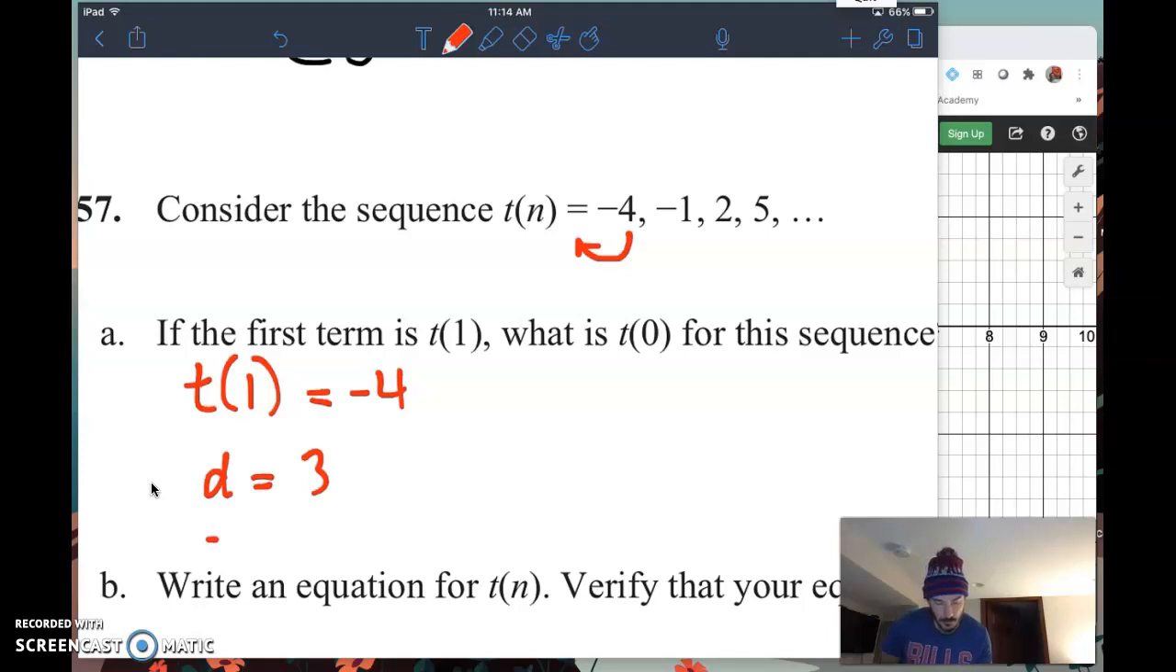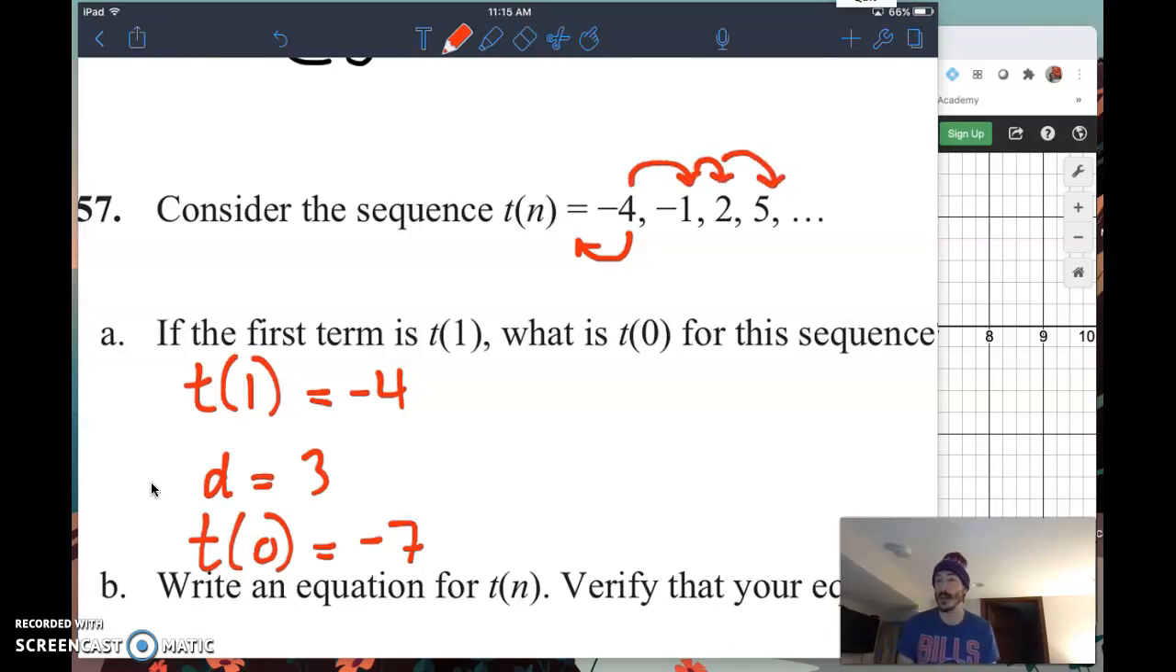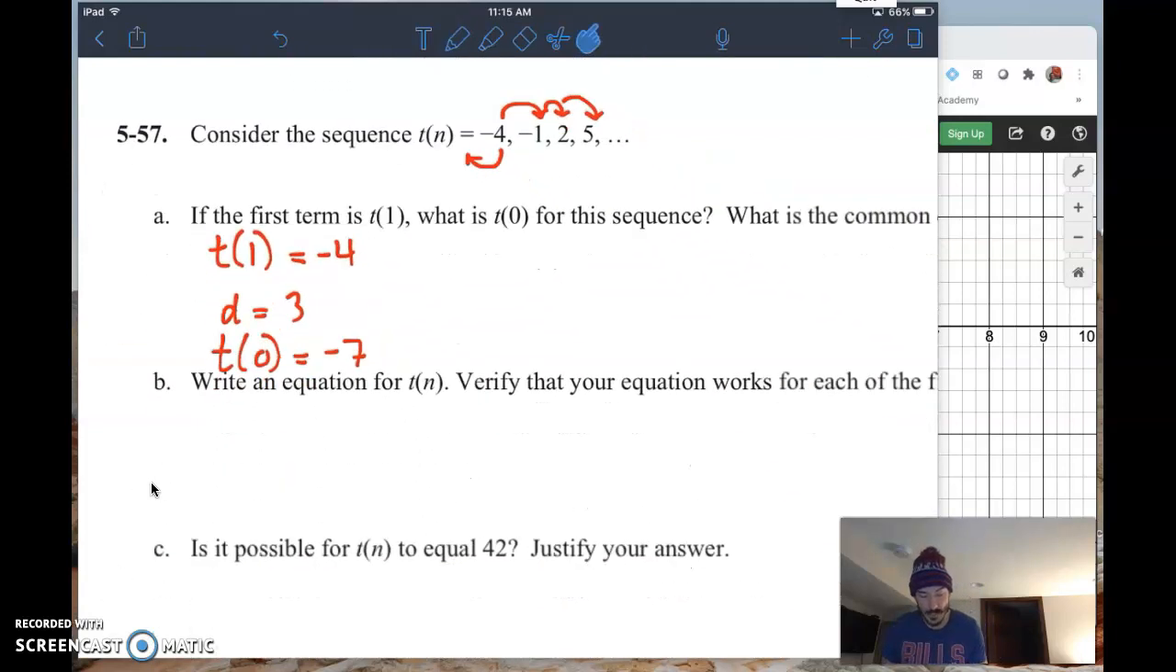Do that real quick and pause the video if you need. Ask yourself, working backwards by 3, what's T of 1 minus 3? And that answer is -7. Right, because here I was moving forward by 3 every single time. 2 plus 3 is 5. That's probably the easiest spot to see it. Now I have to work backwards by 3 from -4. That gives me -7.